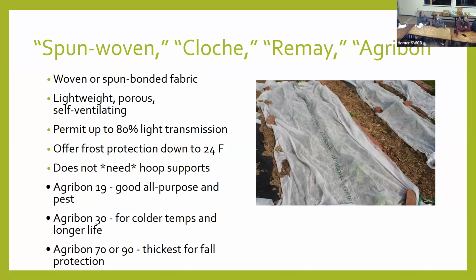Yeah, and I don't think I mentioned this, but with plastic, you pretty much always want hoops because if it touches your plants, you're gonna get sunburn right at that contact surface. But yeah, with this spun woven cloth, it's much more lightweight, so you don't always need the hoops. And I do think I've got a slide on some of the crops you can use it without hoops on.